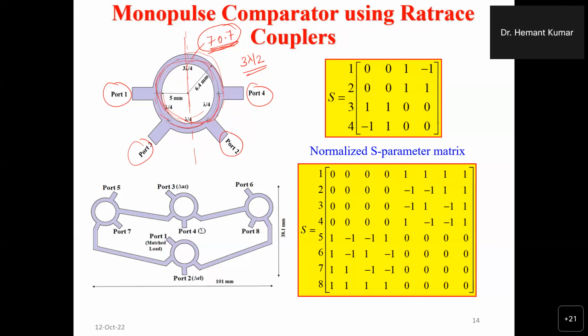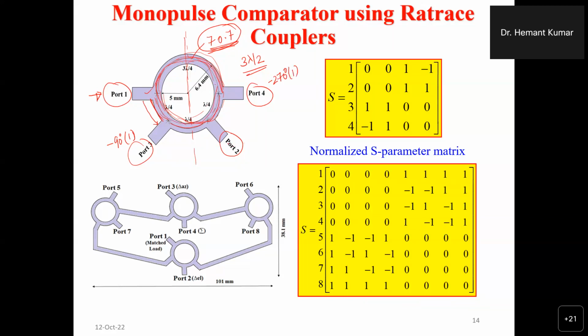So how does it actually work? If you give the input at port 1, what is the phase difference from port 1 to port 3? 90 degrees, this is the lambda by 4 distance. So lambda by 4 difference means minus 90 degrees for port 1. And what about port 1 to port 4? Port 1 to port 4, there are two paths, one upward and one downward, and both paths have equal length. Equal length means 3 lambda by 4, and 3 lambda by 4 means 270 degrees. So basically you will get minus 270 degrees for port 1.